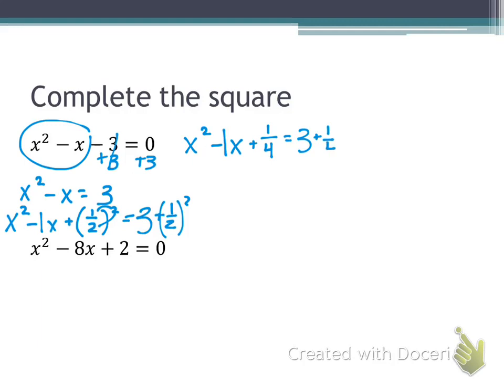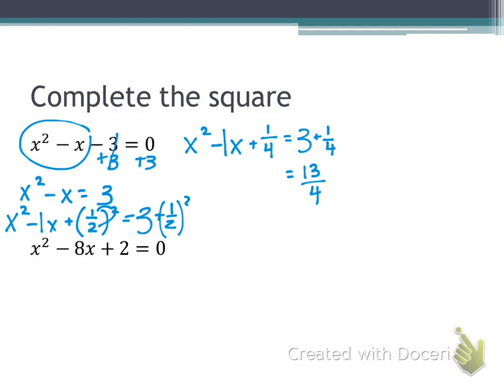Now, I've got to add these two numbers together. Plug it in your calculator. You don't want to deal with a mixed number, so let's make it an improper fraction. What's 3 plus 1/4? 13 over 4. Exactly. It's going to make it easier for you if you make it an improper fraction.